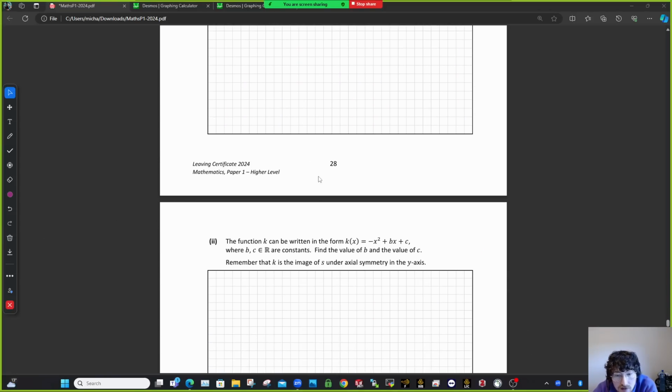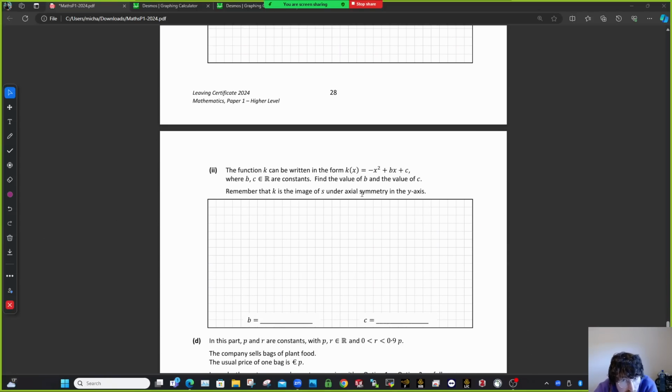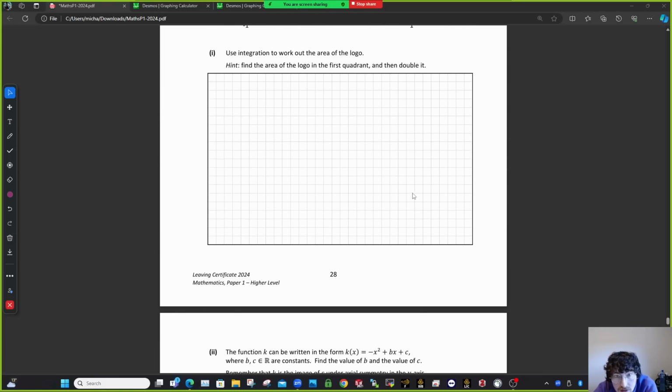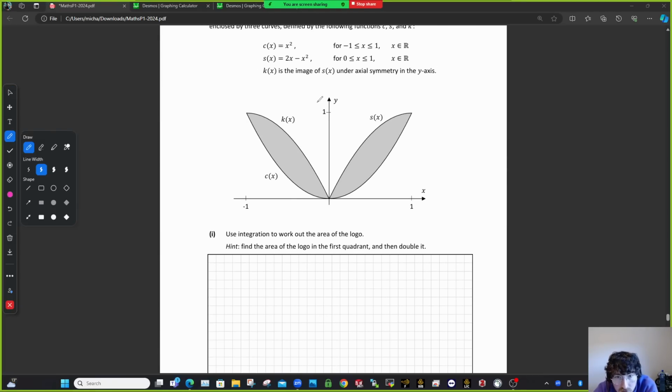This is tricky. You either know how it works or how it doesn't work. Axial symmetry through the y-axis. So when a function flips through the y-axis, the way it's done is you replace all your x's with minus x's. So wherever you have an x, you just replace it with the minus x. If you wanted to flip your function through the x-axis, you just put a big minus in front of everything because that's y. So you put a minus in front of your y.